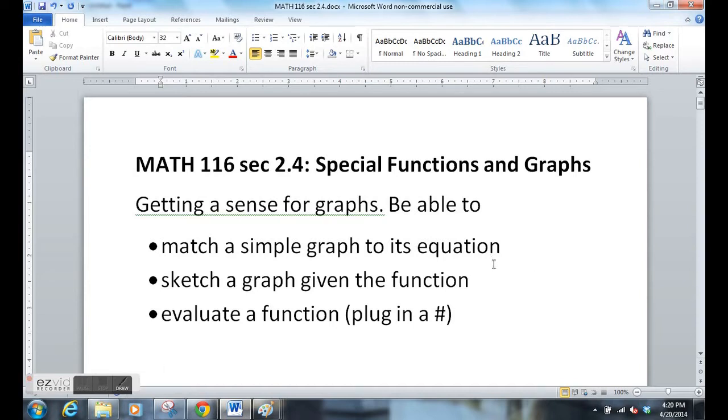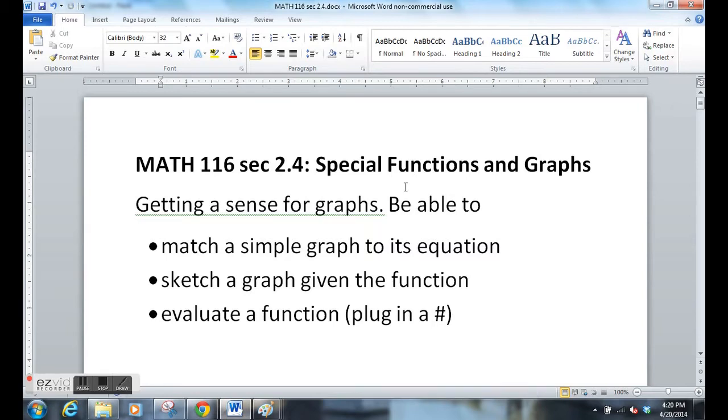Hi guys, this is Math 116, section 2.4. They labeled this section Special Functions and Graphs, but I would have labeled it Getting a Sense for Graphs. There's a whole lot in this section. I'm sort of surprised at how much they jammed into one section.